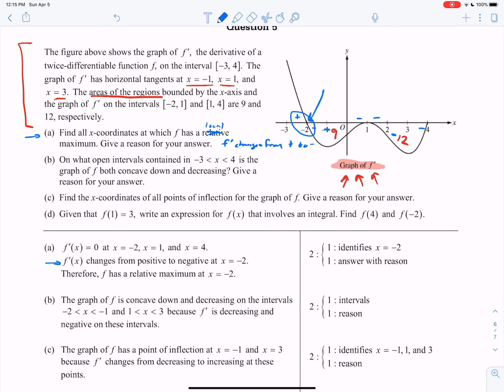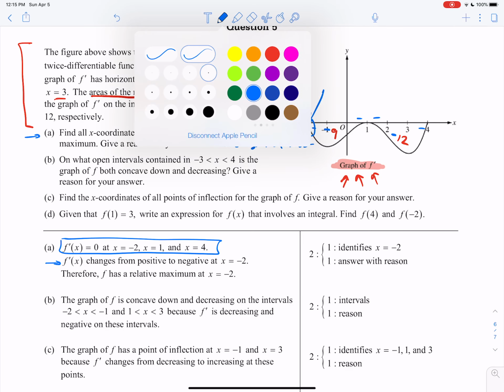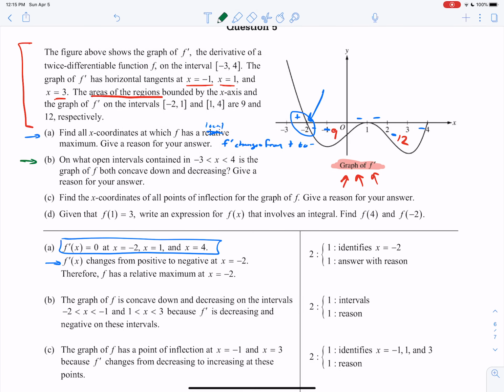And there you go. They mention all the critical numbers. It's really not necessary, but it's up to you. Here's part B. Part B, what open intervals from -3 to 4 is the graph of f both concave down and decreasing?